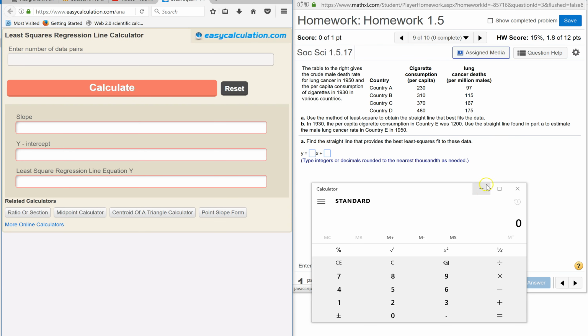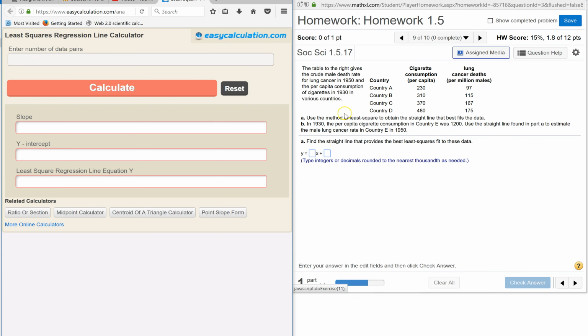Let's say the problem in my math lab says the table to the right gives the crude male death rate for lung cancer in 1950 and the per capita consumption of cigarettes in 1930 in various countries. So we see the table. We've got countries A, B, C, D. We have cigarette consumption and then the lung deaths.